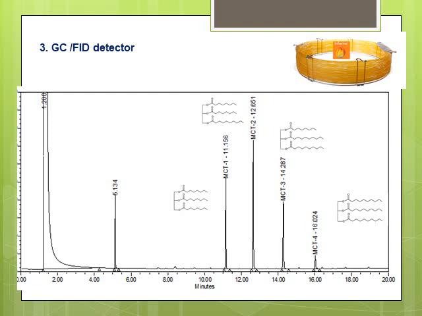The GC column that you use for this technique should be a type of column that you could ramp the oven temperature beyond 300 degrees. So you need to have a special column for this technique. Similar to last 2 techniques, you can do quantitation of MCT, and also you can do grade determination.